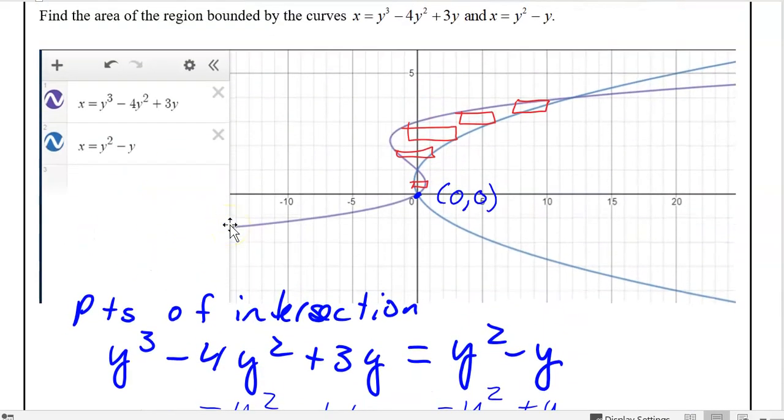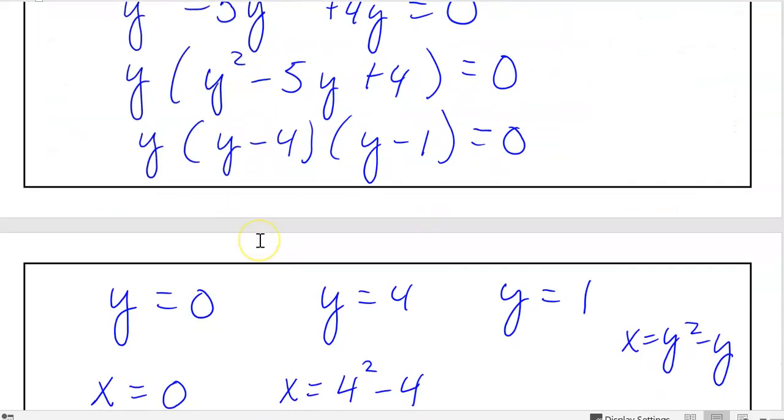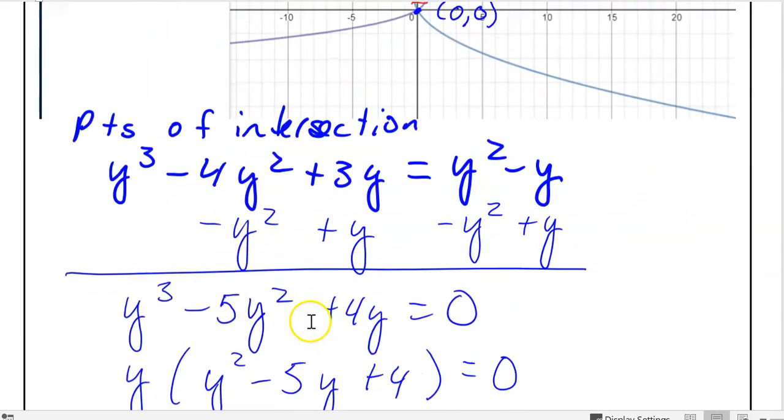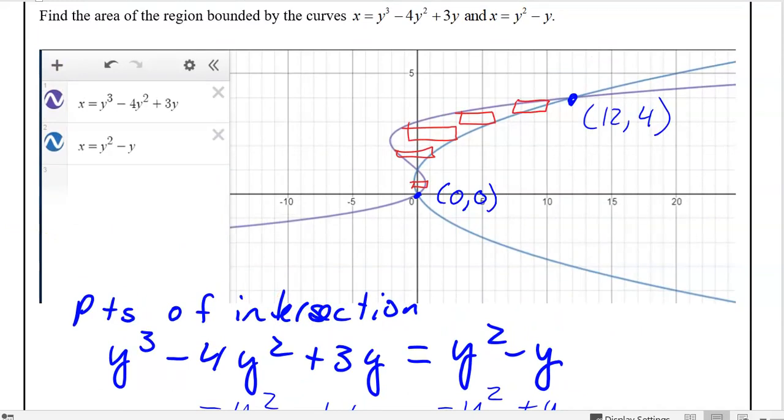Looking back up at the graph, it does appear that out here at 12, 4, I do have a point of intersection. Now let's find the third and final point of intersection. When y equals 1, x should be equal to 1 squared minus 1, which is 0. If I have that, this would be the ordered pair of 0, 1. This is above the origin. Let's look back at the graph, and in fact, we do see that there are 2 points of intersection on the y-axis, one at the origin and the other at 0, 1.